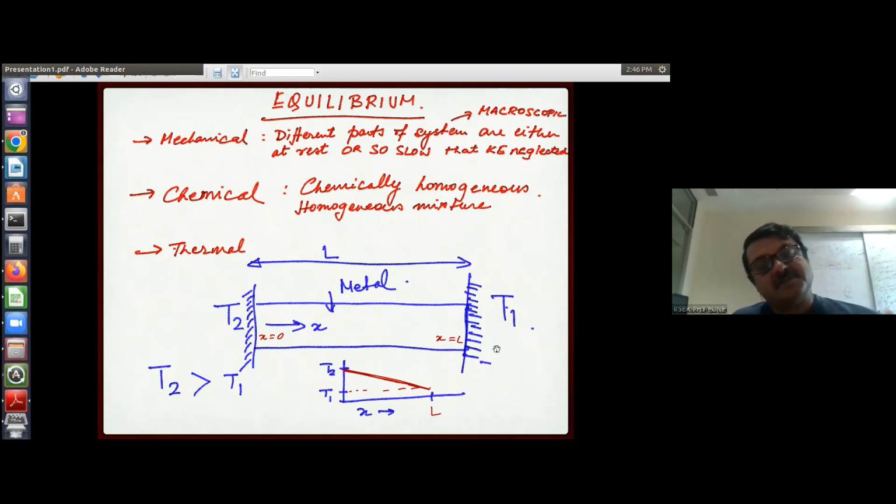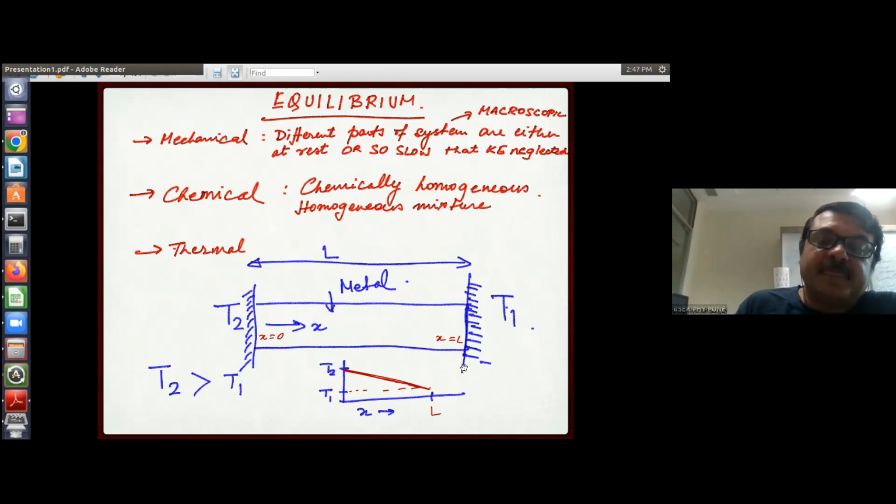Different parts of the system cannot be described by the same values of the parameter temperature. Here it is T2 and here it is T1. Moreover, there's a flux of energy from this end to this end. So there's a current, a heat current. There is some net flux of heat from this part to this part. So this system is in a steady state. Its properties are not changing as a function of time, but yet the system is not in equilibrium. This is a system in steady state.